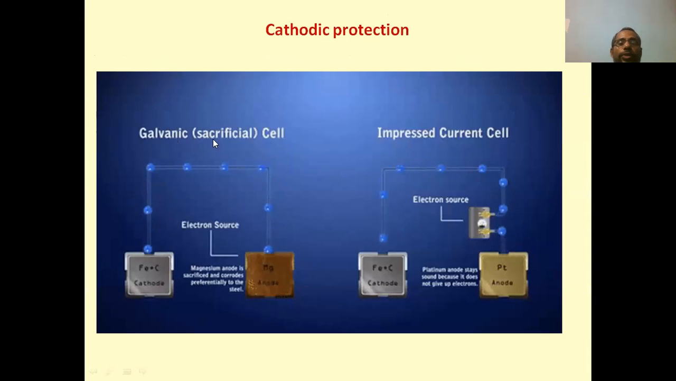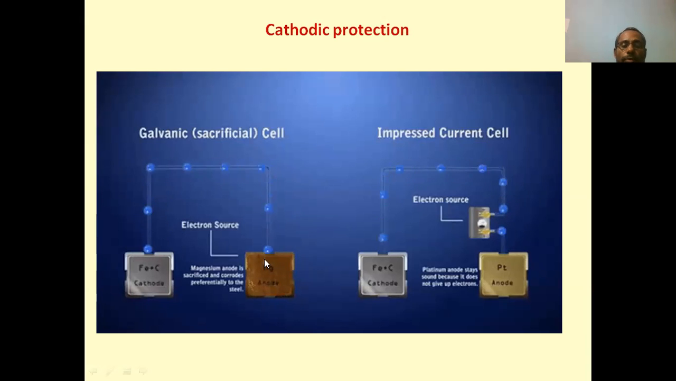Let us have a look at this. Both have been shown here: galvanic, or sacrificial anodic protection, and impressed current cathodic protection. Here, the metal to be protected is connected to another metal which is more reactive. That's why this undergoes corrosion and dissolution, electrons are released, and they flow from anode to cathode. That's why the metal is being protected.